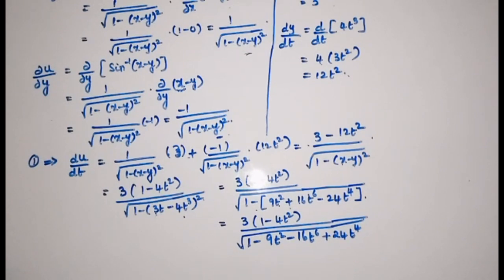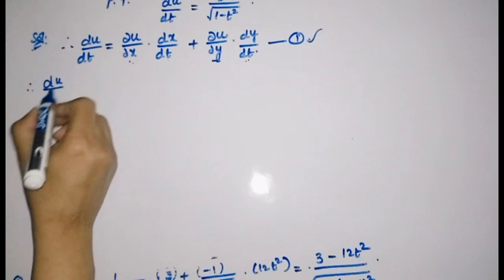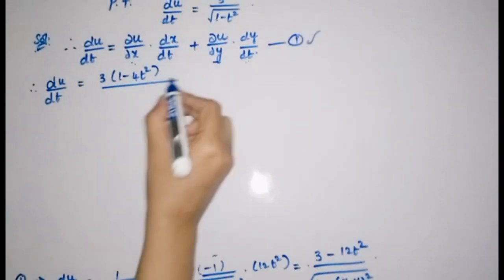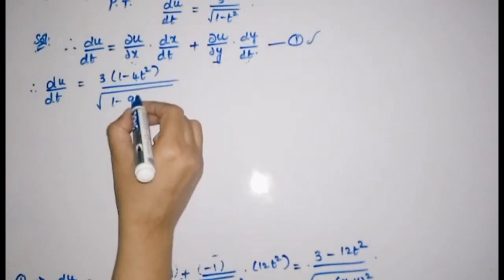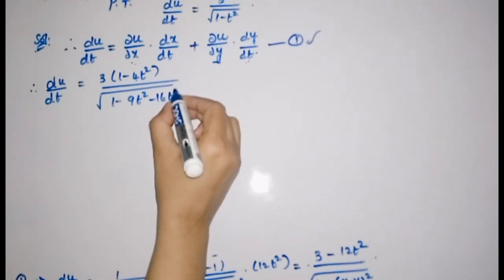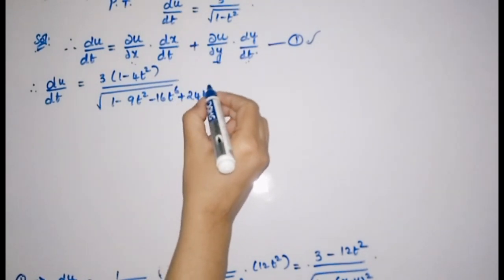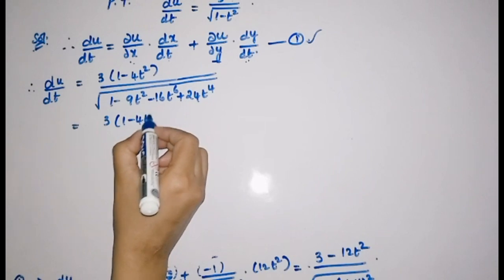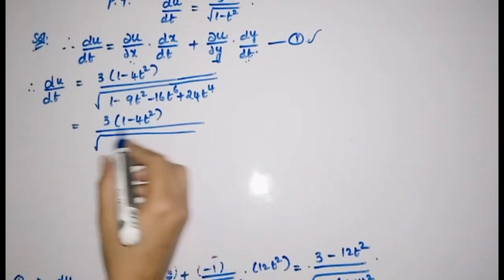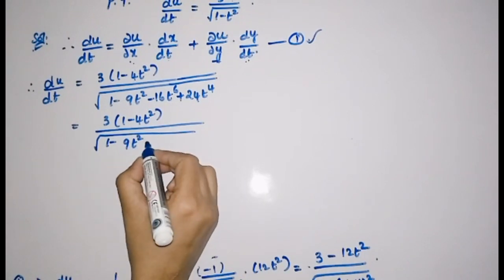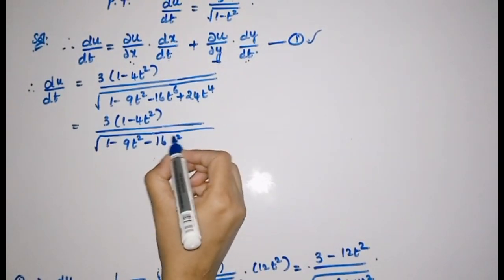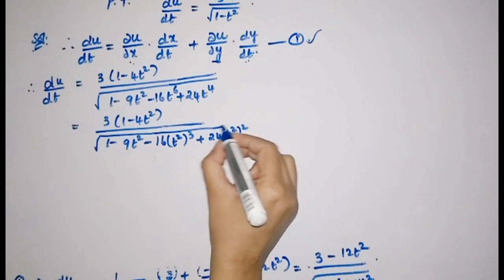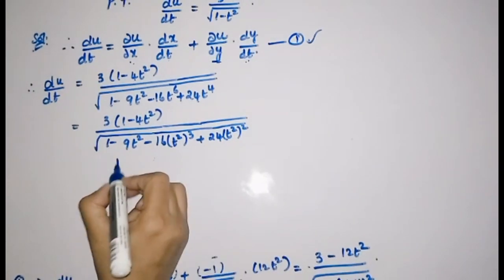Now write this one in the form of, therefore du by dt is equal to, again I am writing the last term, 3 into 1 minus 4t square by square root of 1 minus 9t square minus 16t power 6 plus 24t power 4. Now this is equal to 3 into 1 minus 4t square by square root of 1 minus 9 into t square minus 16 into t square whole cube, t power 6 can be written as t square whole cube, plus 24 into t square whole square, because t power 4 can be written as t square whole square.